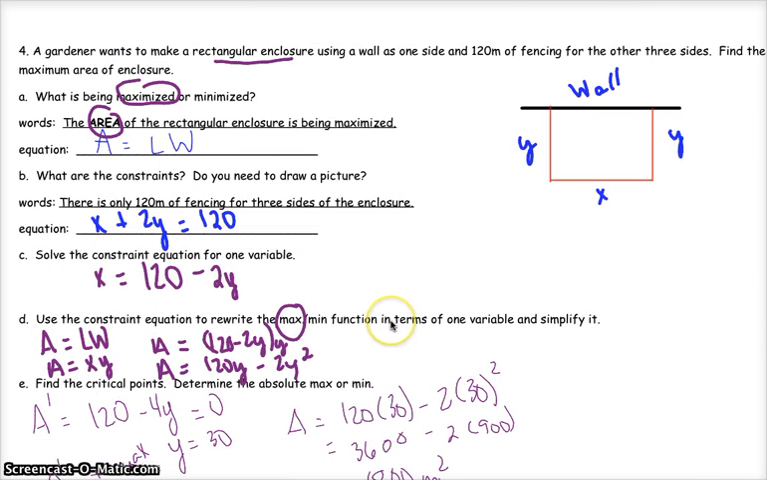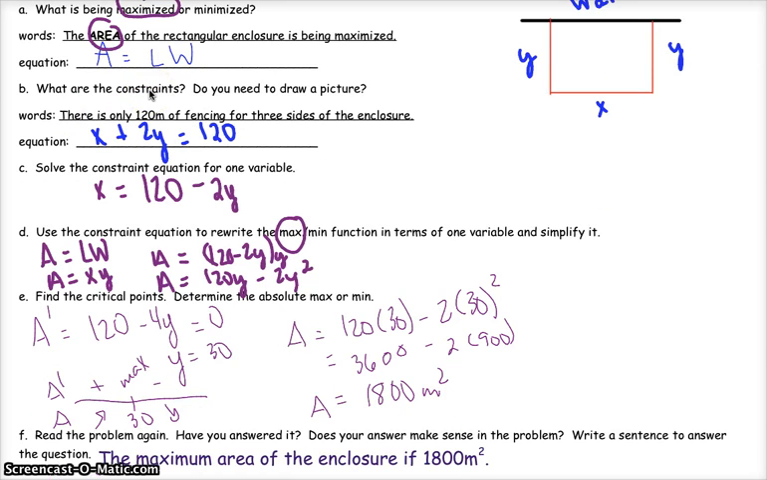And remember that the problem asks us to find the maximum area of enclosure. So maximum area takes me back to this equation. A equals 120 times 30 minus 2 times 30 squared. So our maximum area that we could enclose with three sides and 120 meters of fencing is 1,800 square meters.